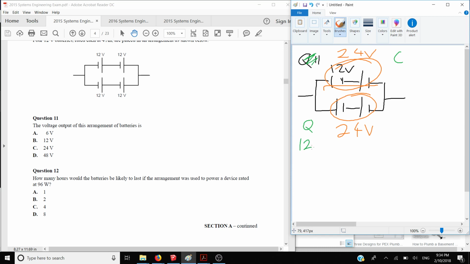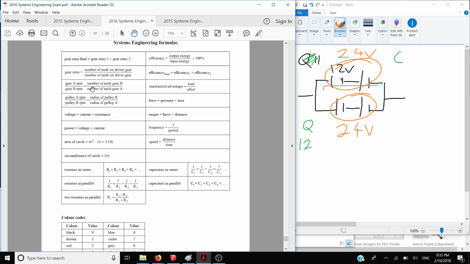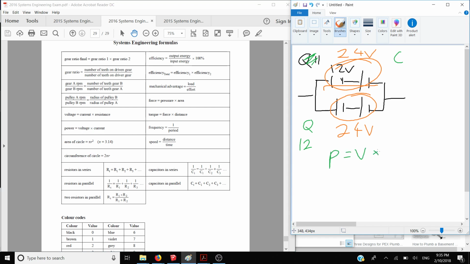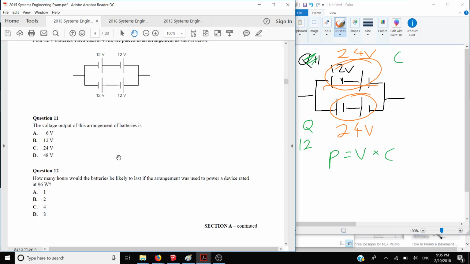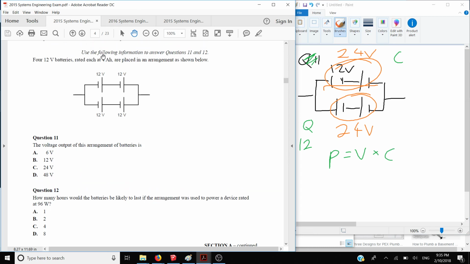Question 12. How many hours would the batteries be likely to last if the arrangement was used to power a device rated at 96 watts? When we talk about watts, we're talking about power. We look at our formula sheet and ask, is there anything here that has power in it? Yes, power equals voltage times current. We know the voltage of our battery, we know the power, we know the watts, and we know that these batteries can provide 4 amp hours each.